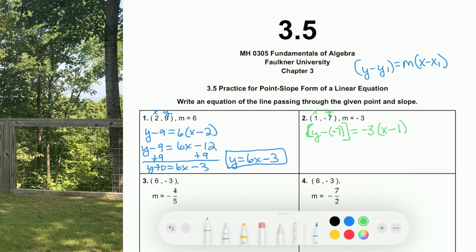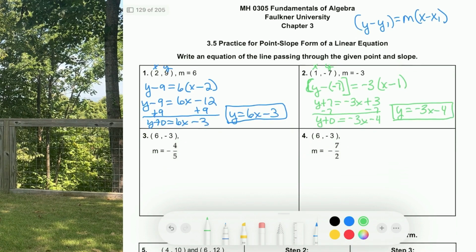I'm going to go ahead and do the keep it, change, change on my y minus negative 7. That becomes y plus 7. Go ahead and distribute my negative 3. I get negative 3x. Negative 3 times negative 1 is going to be a positive 3. Now I need to move my 7. So I end up with y plus 0 equals negative 3x minus 4. And my answer is y equals negative 3x minus 4.